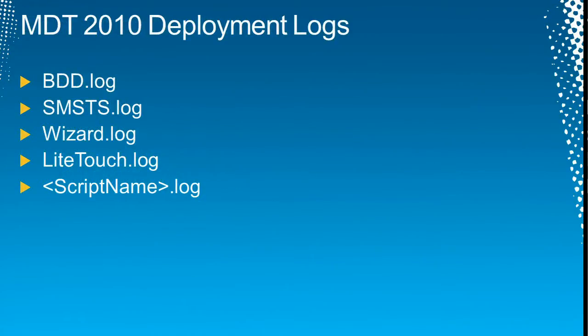All right. So the main log file in MDT is BDD.log. It's a sort of legacy from the previous versions of MDT. This log file contains small pieces of other log files. Every script in MDT has its own log file, and those log files are aggregated into this master BDD.log file.